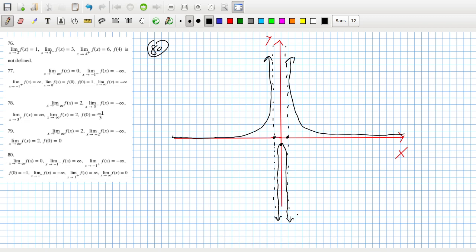Man, I hope I'm doing these okay. These are a bit tricky. All right, that's 80, hopefully.